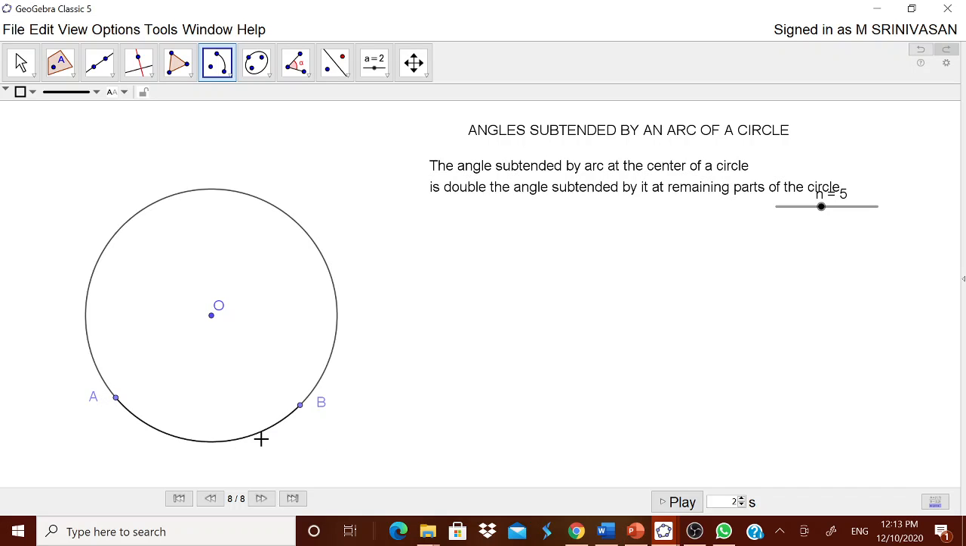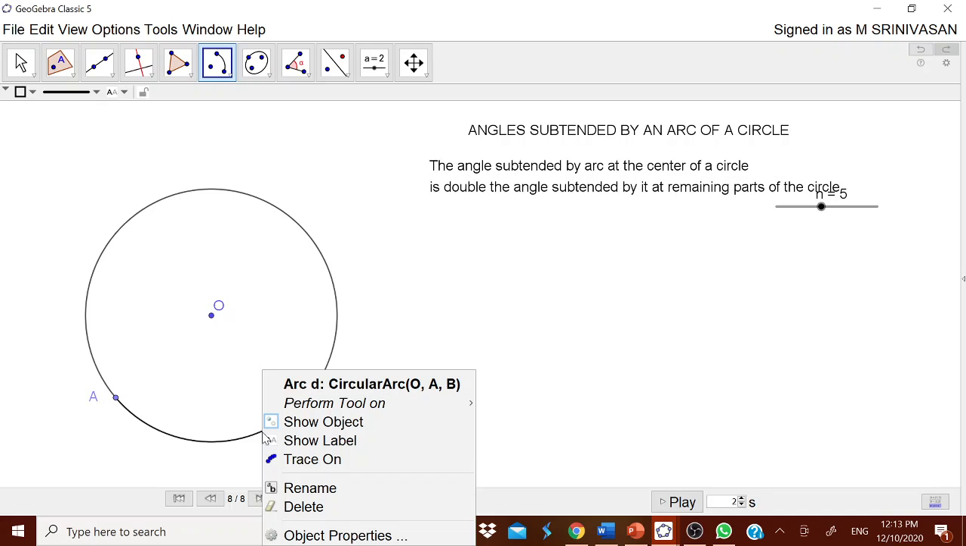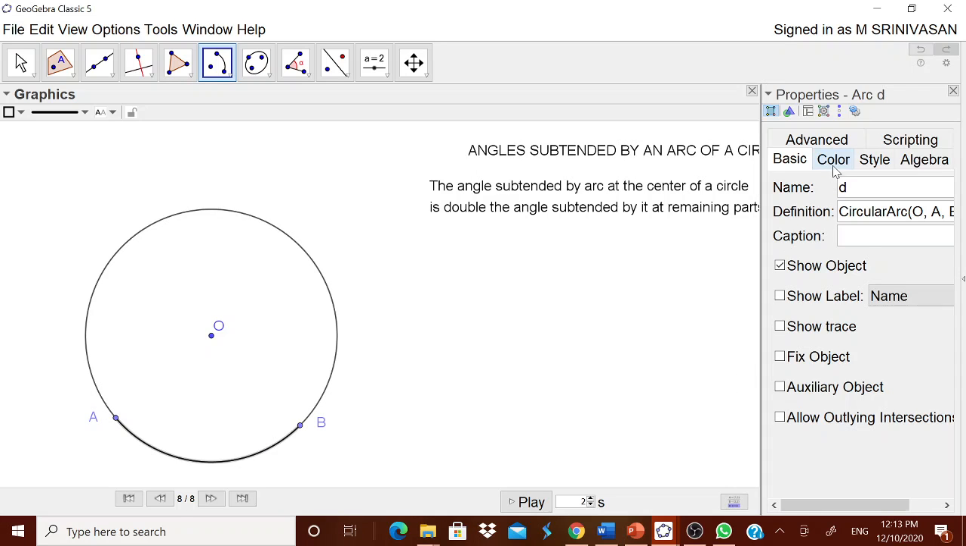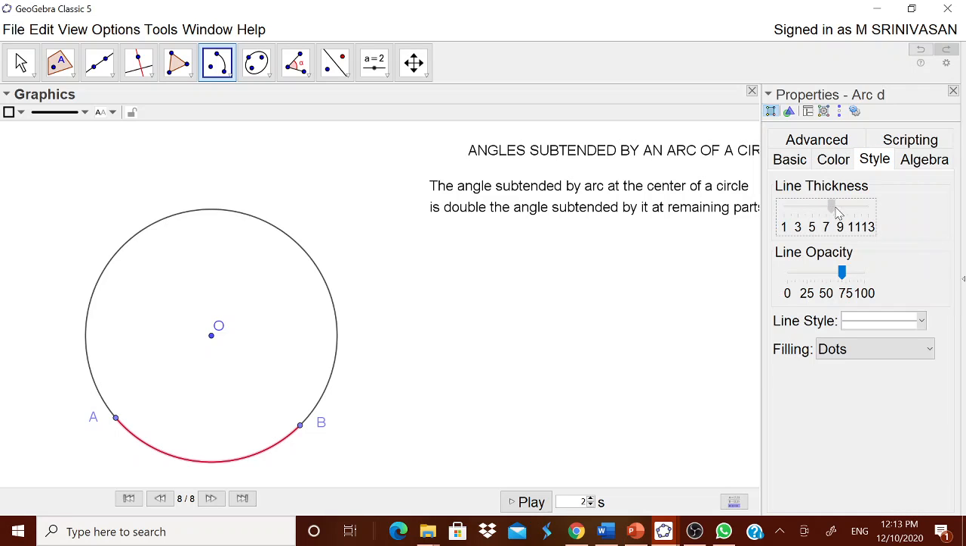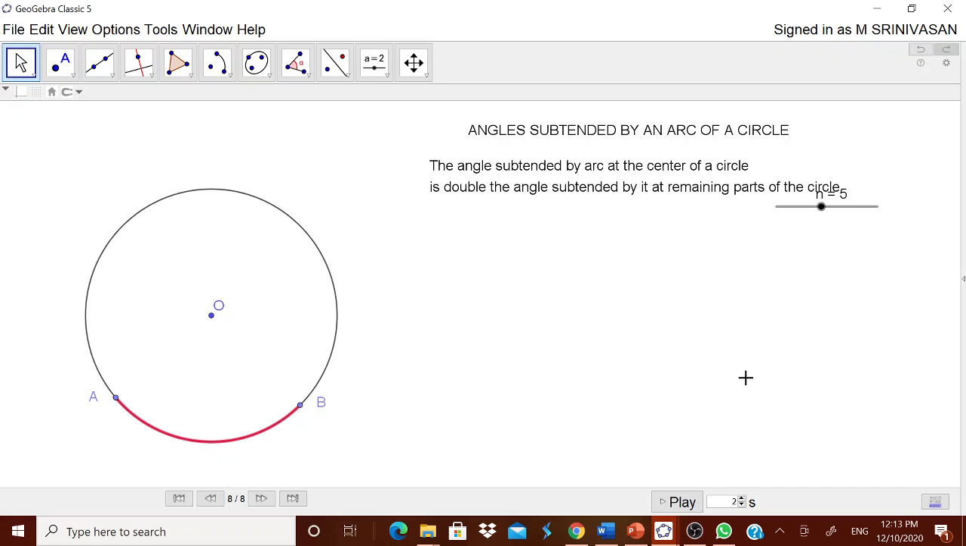The arc is actually visible a little bit darker. You could just right click it. The arc is called d now. Go to the object properties. To show it a little bit more interesting, you can change its color and its style. You can have a thickness also, so that a child can understand that this is the arc actually.